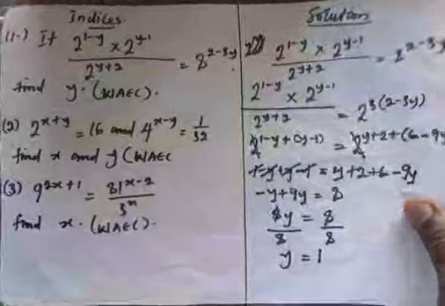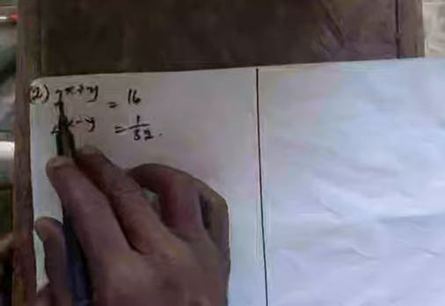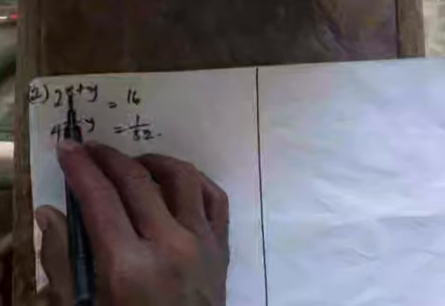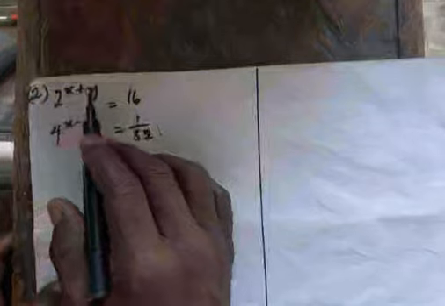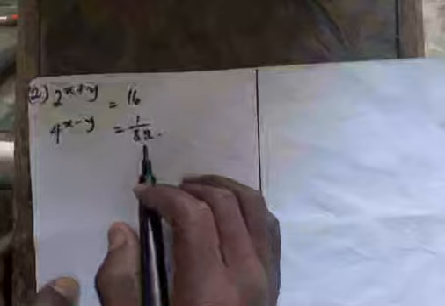That's question 1. Then question 2. Question 2 says we have x plus y equals to 16. 2 raised to power x plus y equals to 16. 4 raised to power x minus y equals to 1 over 32.